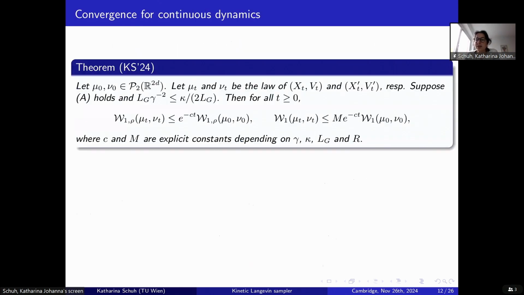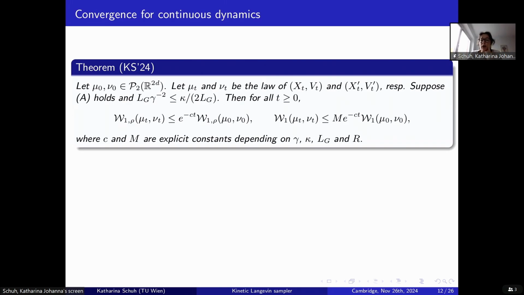And as I said, we will first start with the continuous dynamics, because there we can learn a bit how the coupling is constructed. And this we will then adapt to the discretized scheme. In the continuous scheme, you don't have these coupling steps, but you have your Brownian motion, and then you couple your two copies through the two Brownian motions.